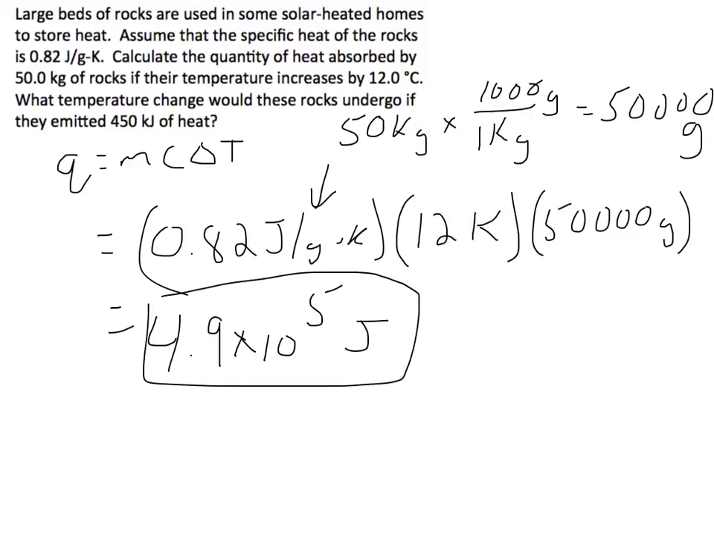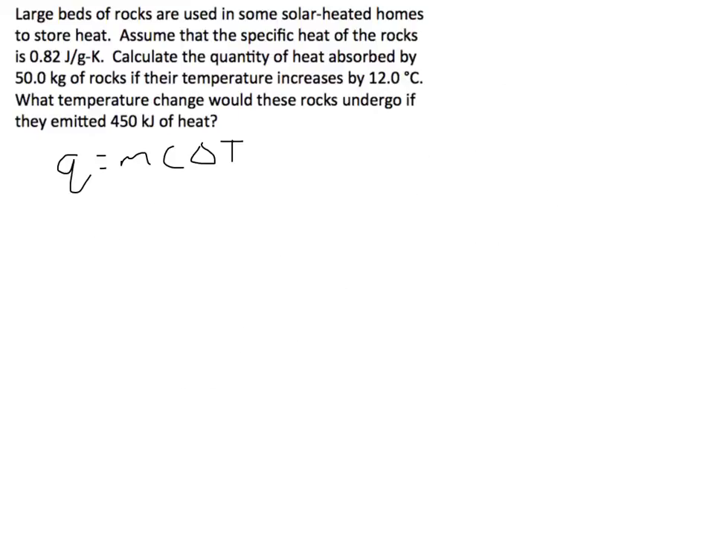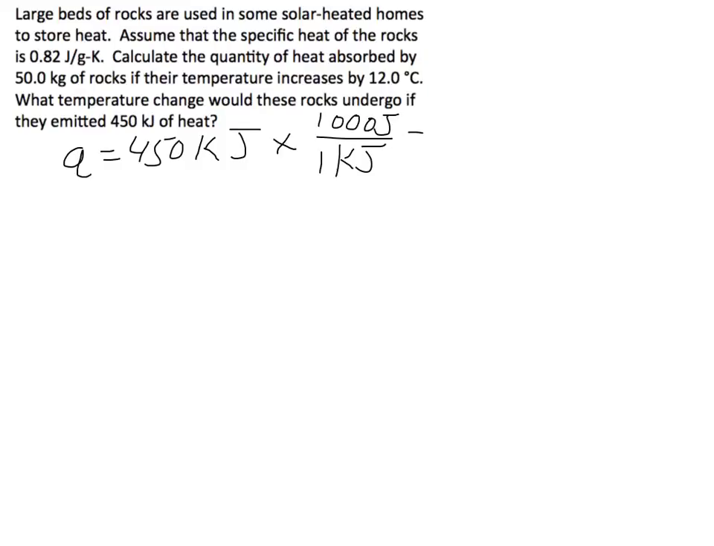So that answers the first part. The second question basically asks what temperature change these rocks would undergo if they emitted 450 kilojoules of heat. So now we're being given Q as 450 kilojoules. But our specific heat is in joules, so we need to convert kilojoules to joules. In 1 kilojoule there are 1,000 joules, so our kilojoules cancel, and we get 450,000 joules. That's our Q value.